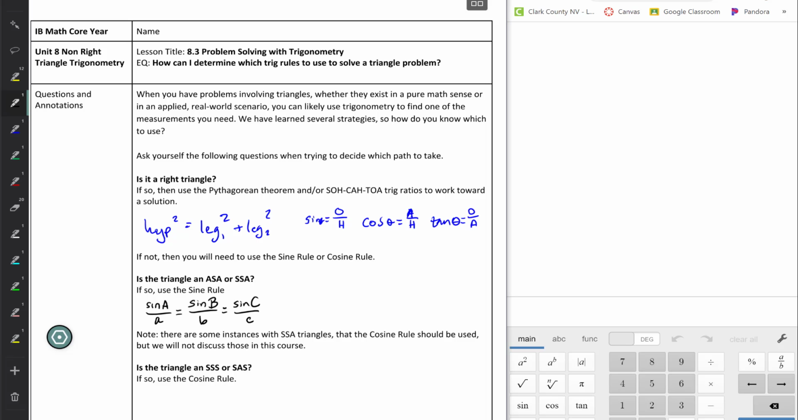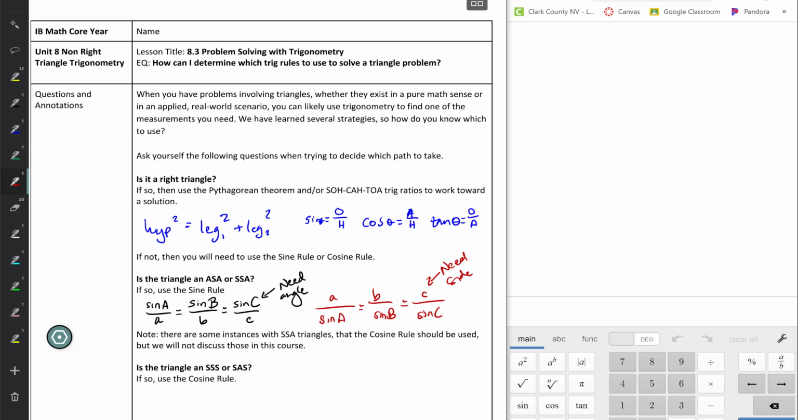And again, the other thing that I would say is this is what you want to use if you're trying to find an angle, but if you need to find a side, then just use the reciprocal of this relationship. So we have a over sine of A, b over sine of B, or c over sine of C. And again, you're just looking for those corresponding side and angle pairs. This is the layout you want to use if you need to find a side.